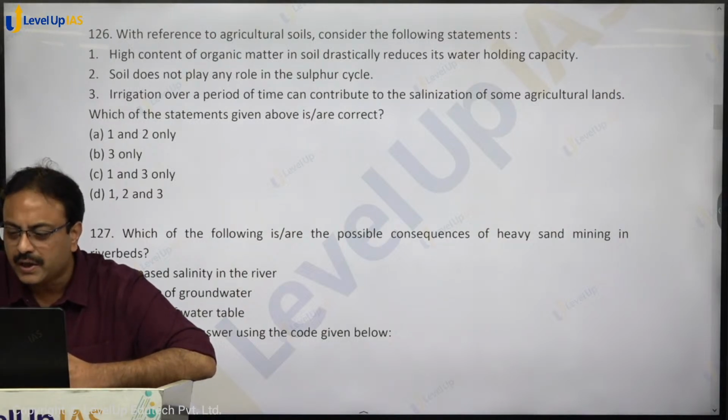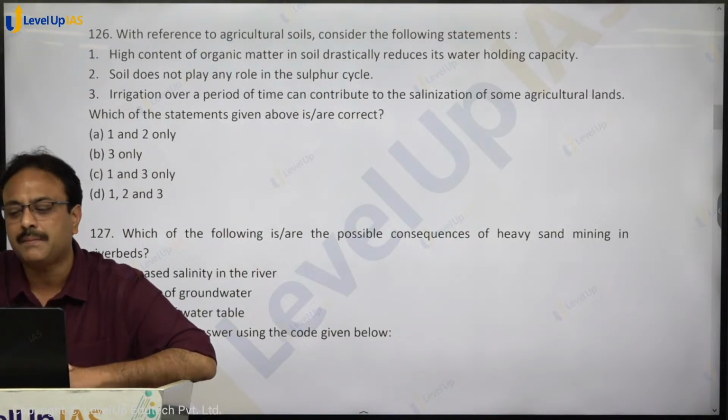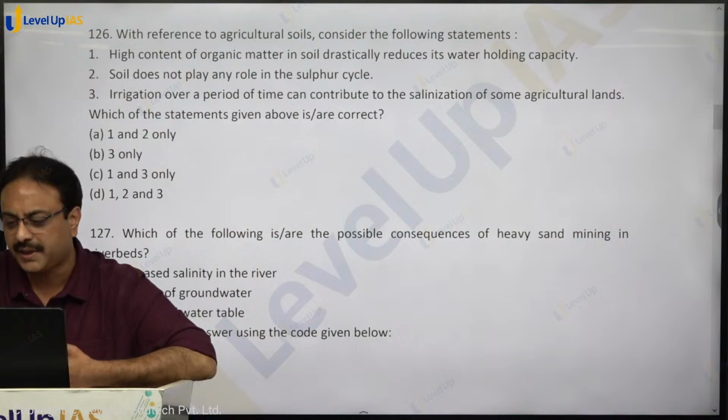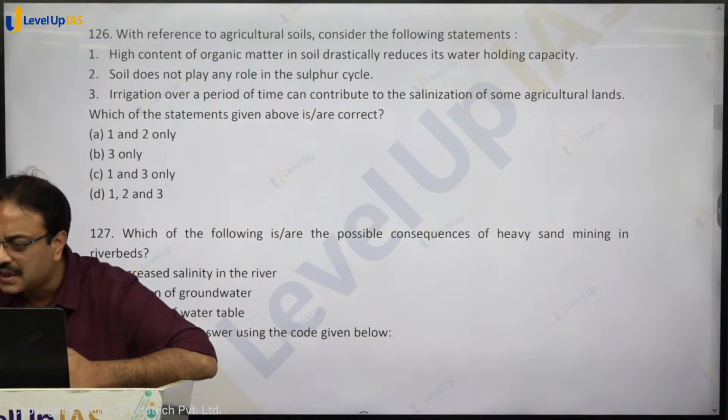Negative phase of Indian Ocean dipole means the Bay of Bengal recording higher temperature. Bay of Bengal recording higher temperature will promote or favor the formation of tropical cyclone. Correct. Yeah, Vijayapuram is the answer.